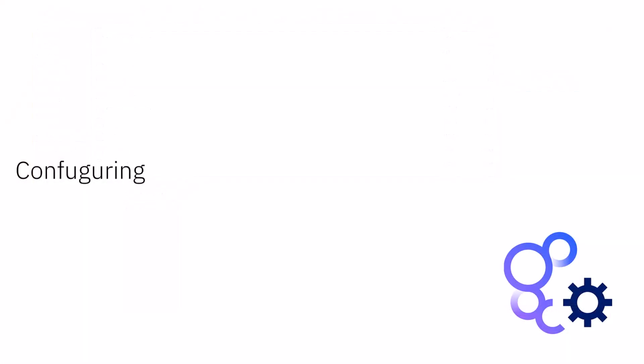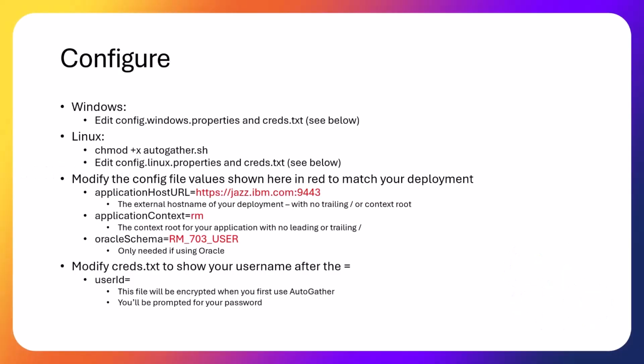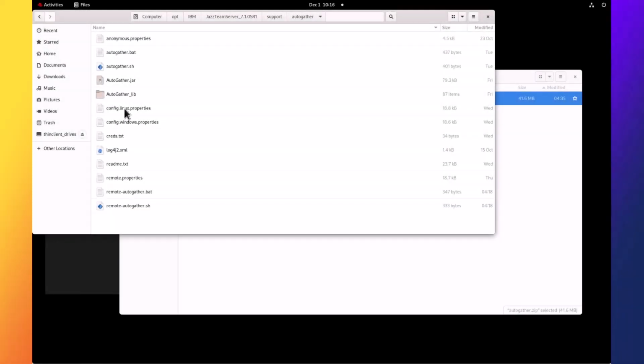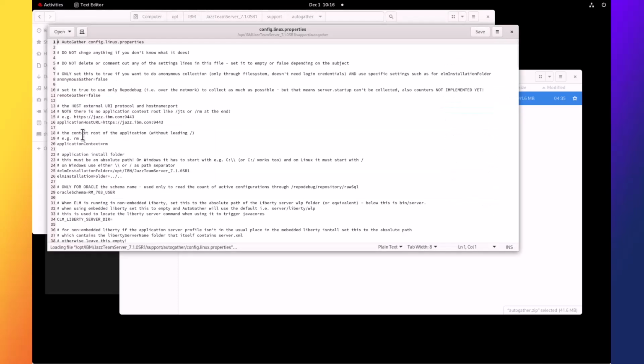So you're going to edit a couple of files. On Linux, there's a chmod command to make the Autogather shell script executable. Otherwise, you can't run it. And we're going to edit the config.linux.properties.